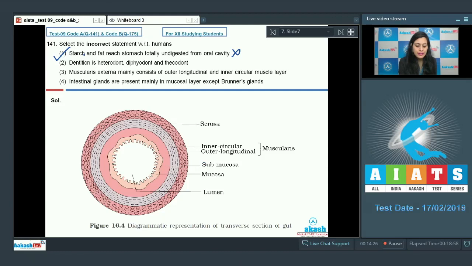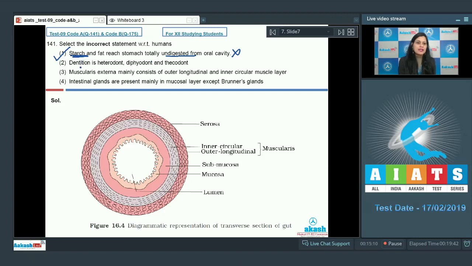Because near about 30% of starch gets digested in oral cavity with the help of enzyme salivary amylase. Salivary amylase is an enzyme which is present in the secretion of salivary glands in oral cavity. So starch gets digested in buccal cavity and reaches stomach in partially digested form and not in total undigested form.